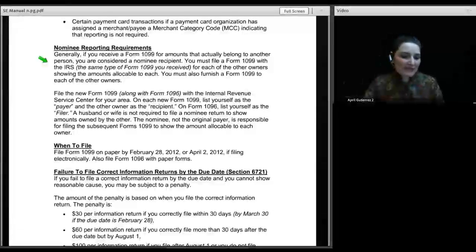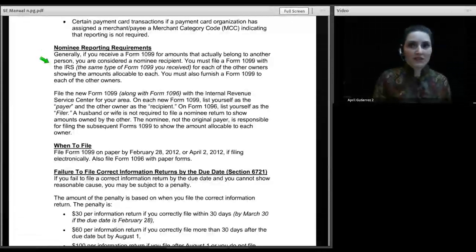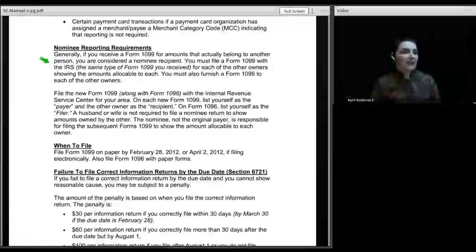Nominee reporting requirements. Generally, if you receive a 1099 for amounts that actually belong to another person, you are considered to be a nominee recipient. So what happens is you've received a 1099, and the money being reported on that 1099 is not money that you received. Or if you did receive it, you received it on behalf of someone else, and you've turned it over to them. I actually had a client who did that once.